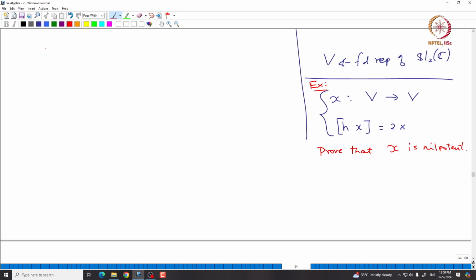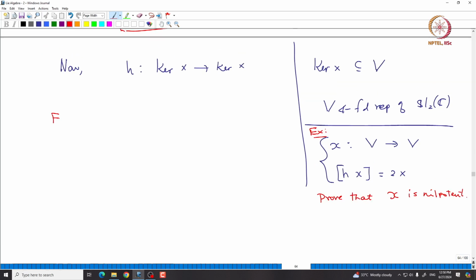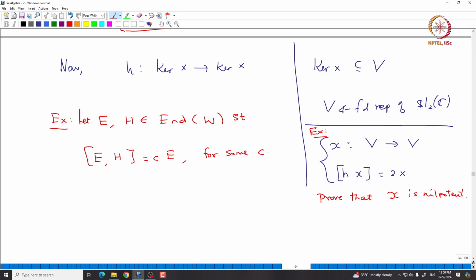Maybe let me write a very general version here. Suppose you have two operators, let us say E and H inside the endomorphisms of some W, such that E H is given by some C E for some non-zero C coming from the complex numbers. Then one can prove that E is nilpotent.